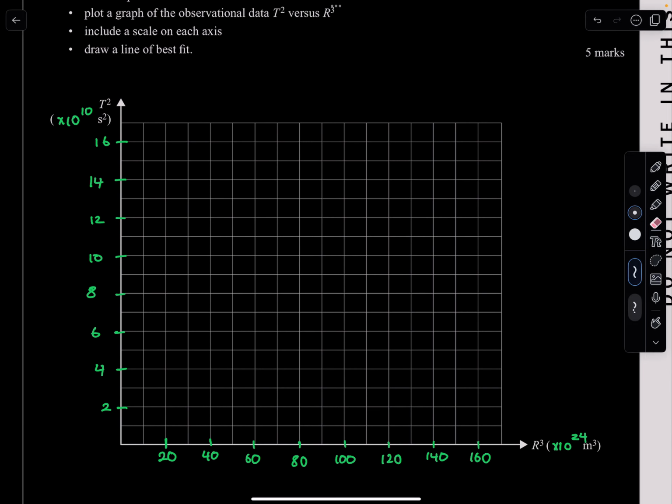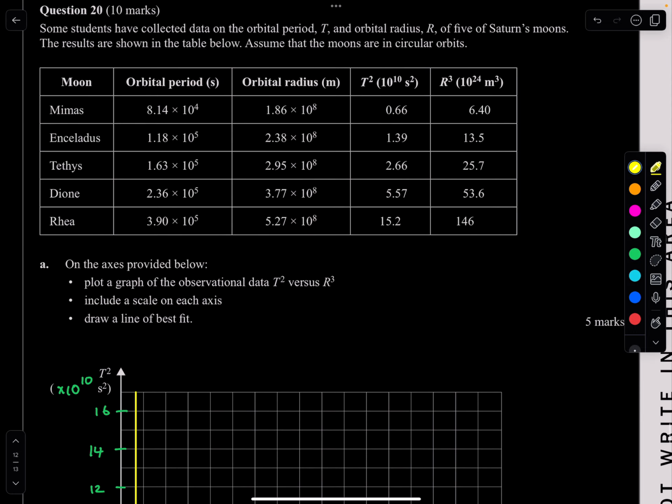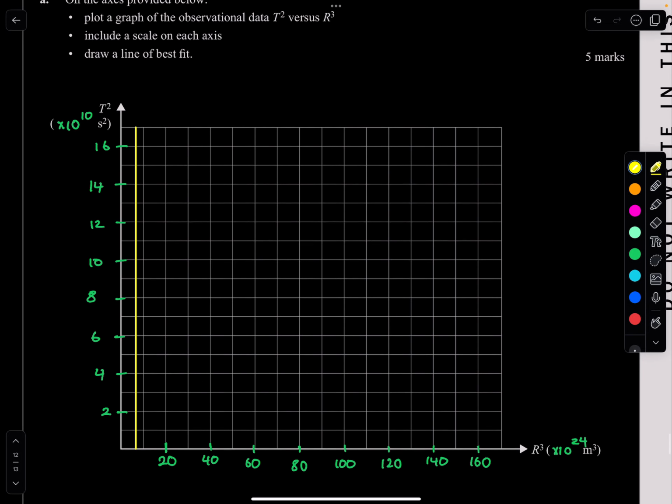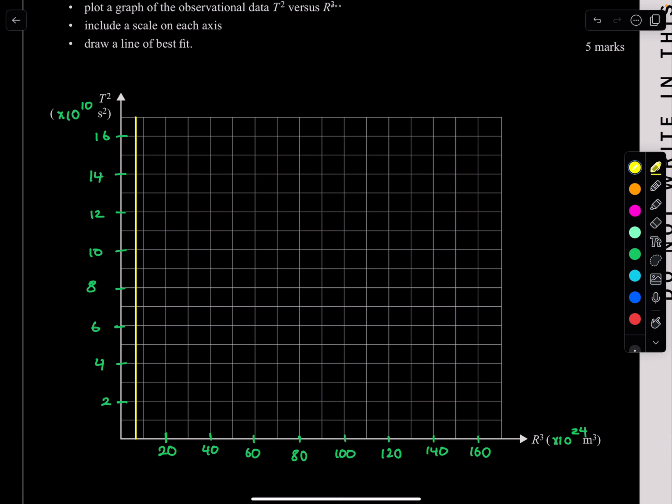That's 10. So if that's 10 there, it's basically around here. I'm going to draw a line where the y value is 0.6, around here, basically. There we go. I'll just rub that off, and that's that point.